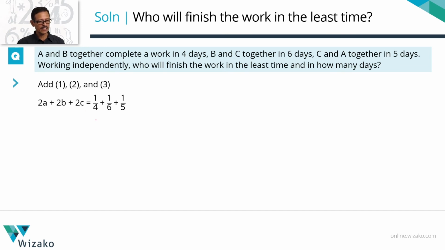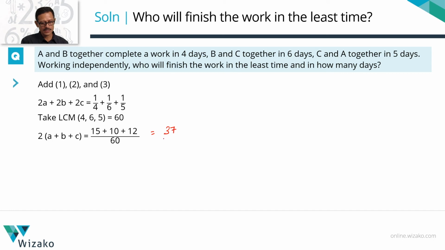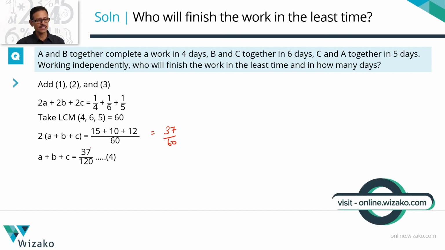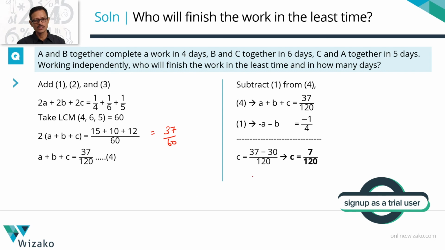Right? So this is the equation that we have. Take a common denominator, which is equal to 60. This will end up being 37 upon 60. We get the 2 down to the denominator, which will make A plus B plus C equal to 37 by 120. Call this equation 4. I'm going to subtract equation 1 from equation 4. So we'll get the value of C to be equal to 7 by 120.